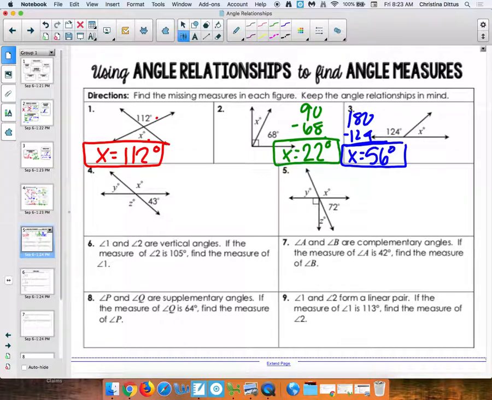Question, how much is y in number 4? 43. Why? Because they're vertical. Vertical, good. Y is 43 degrees because these have to be the same. I'm just going to write it there, hopefully that's okay. Write it there too.